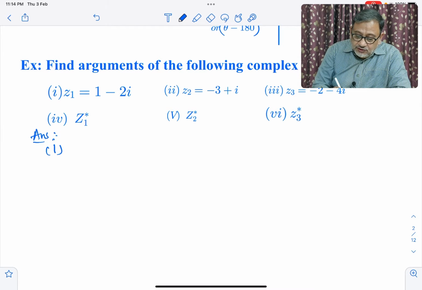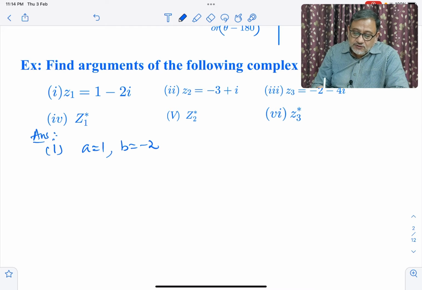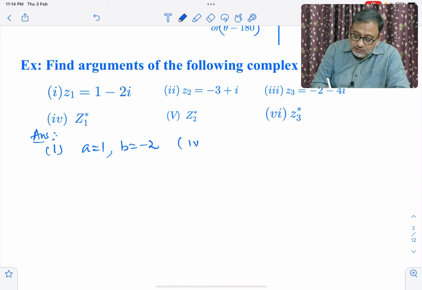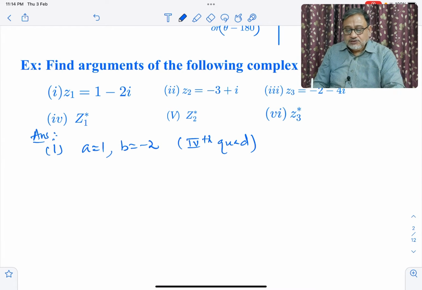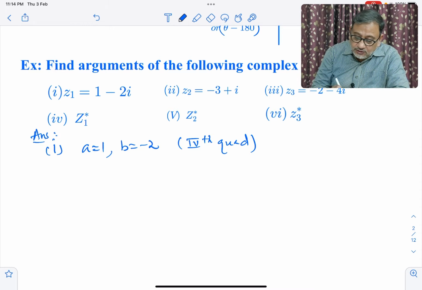Yeah, look here, first I will write theta. So first thing is, what is the real part and the imaginary part? In the first case, A is 1 and B is negative 2. So this one is in the fourth quadrant. So remember it, fourth quadrant. X positive and Y negative in the fourth quadrant. So in the same way, complex number, real part positive and imaginary part negative will be in the fourth quadrant.